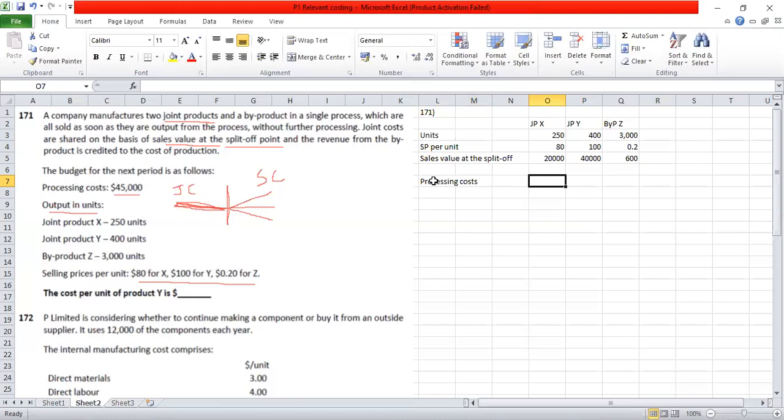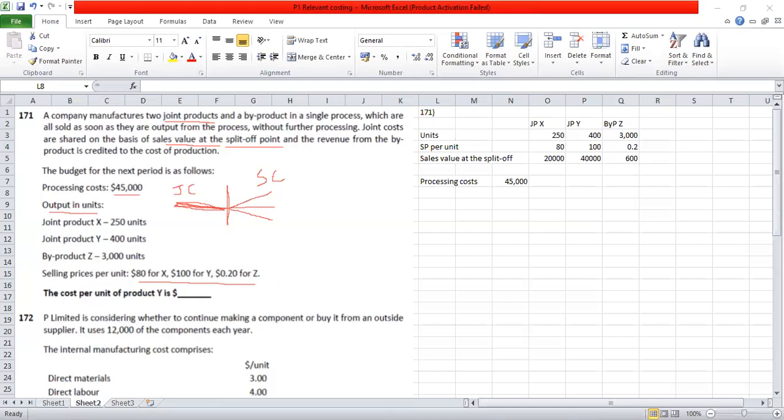Processing costs, we see them as 45,000. There's some amount of revenue which is generated by sale of the byproduct. So that has to be adjusted against the processing cost. The processing cost is 45,000. From 45,000, we have to deduct 600. The rest of the amount only should be allocated to the main products, the joint products X and Y.